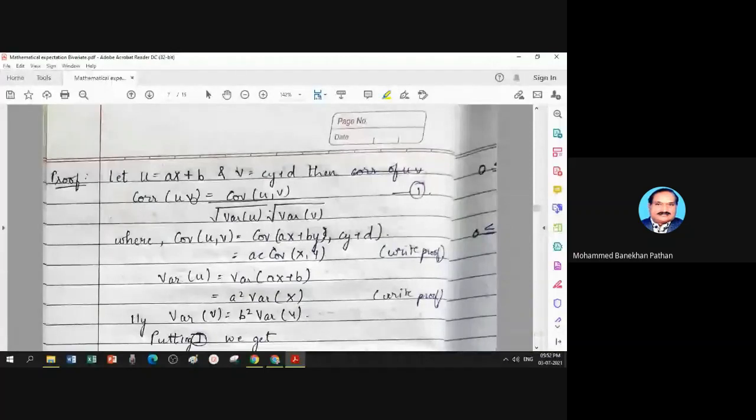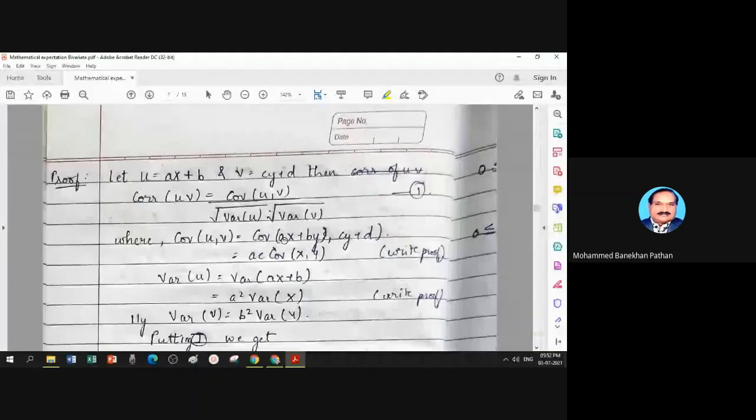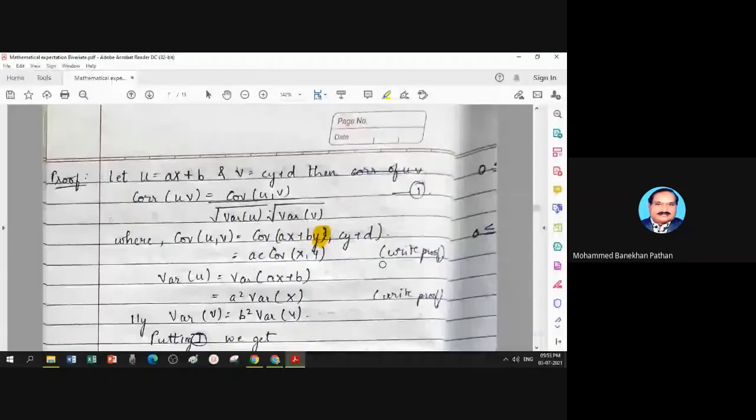Firstly, we get the covariance of U comma V, which was proved in yesterday's lecture. U is replaced by AX plus B, V replaced by CY plus D. This Y should not be there, it is a mistake, drop it. So this is AC times the covariance. You have to see the proof from yesterday's lecture.